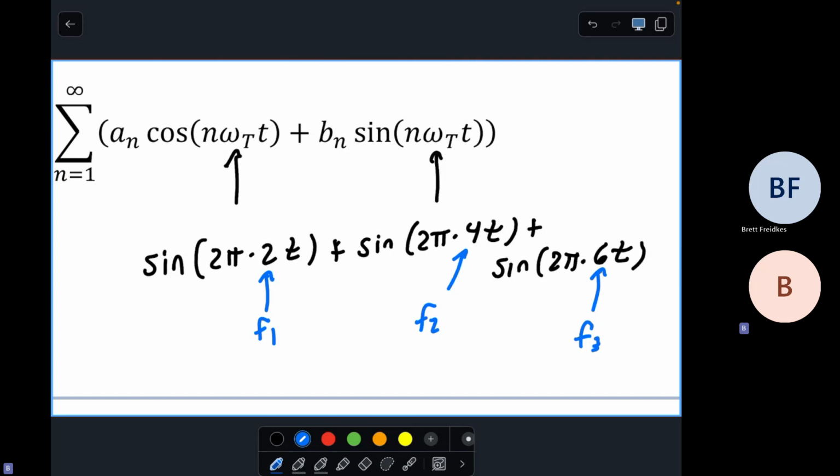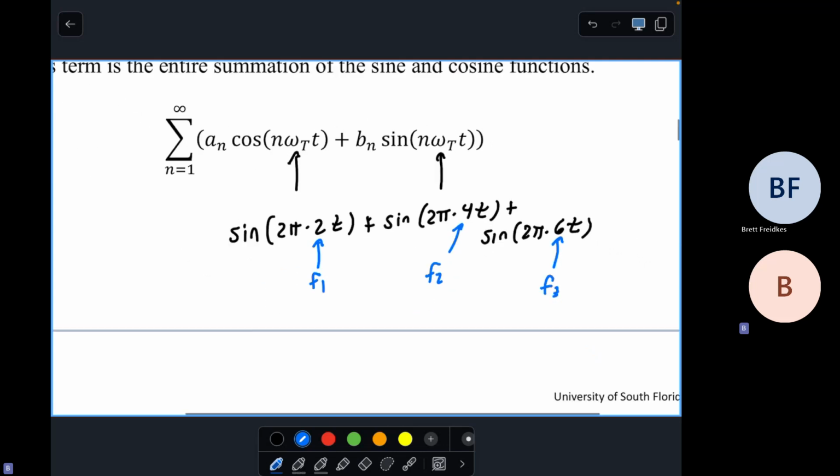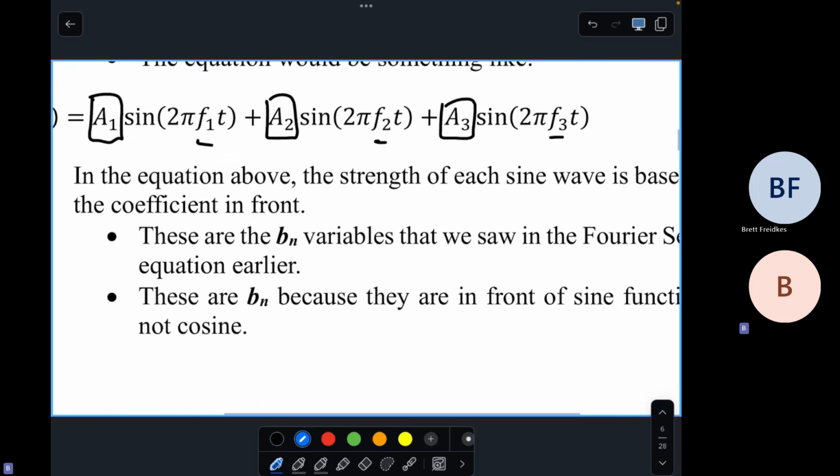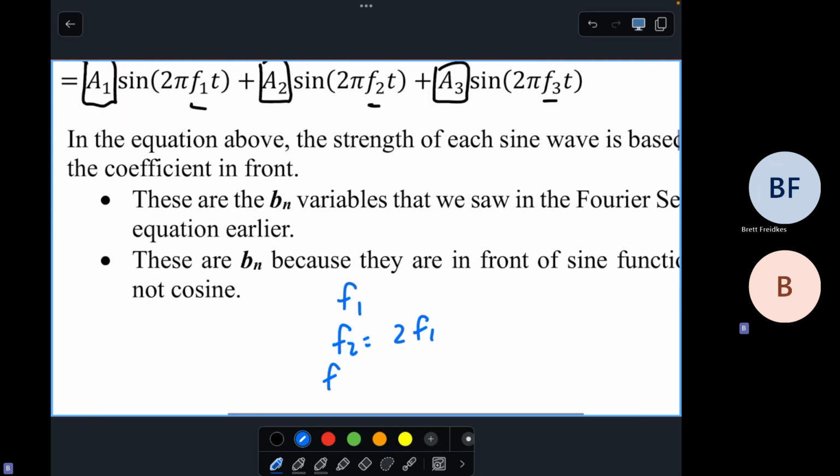Doubts about this? Jacob, okay? So in this example here, F1 is the thing, F2 is twice F1, F3 is 3 times F1. They're multiples of each other. Is that okay?